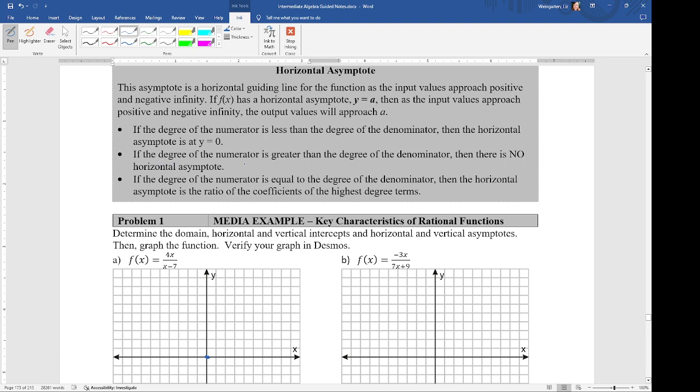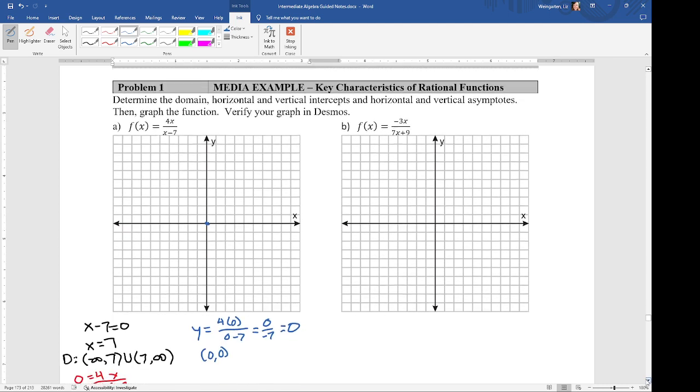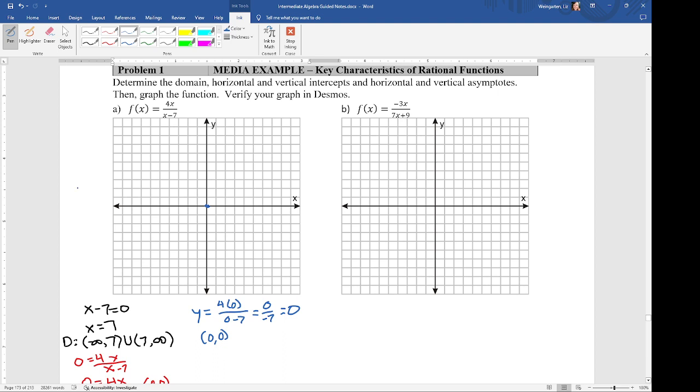Now if the degree in the numerator is greater, then there is no horizontal asymptote. That is definitely possible. So if we did have that x squared on the top and an x on the bottom, there would be no horizontal asymptote. Now this third one is the situation we're in right now, where the degrees are the same. We have x to the first power, x to the first power. What we're going to do is look at the ratio of the coefficients of the highest degree terms. So we're looking at the number attached to the x. The number attached to the x on top is a 4, and the number attached to the bottom is an invisible 1. So our horizontal asymptote is going to be 4. It's horizontal, so it's going to be y equals 4.